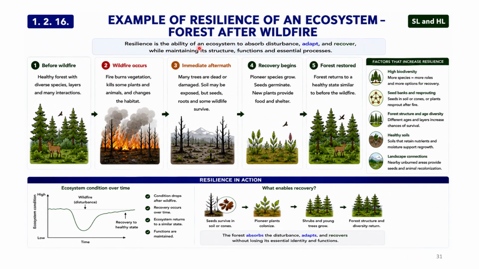A forest recovering after a wildfire provides an excellent example of ecosystem resilience. Before the fire, the forest supports diverse plant and animal species, multiple vegetation layers, and complex ecological interactions. When a wildfire occurs, vegetation is burned, some plants and animals are lost, and habitat conditions change dramatically. However, the ecosystem is not completely destroyed.